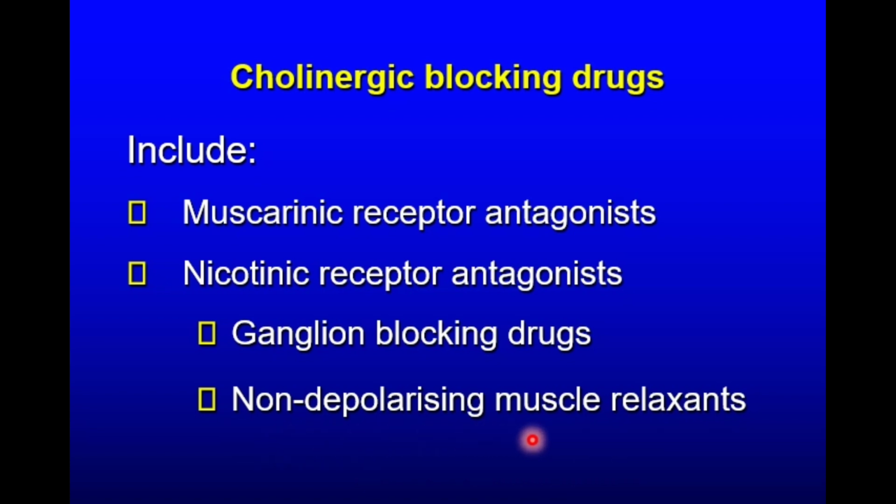These drugs which block nicotinic receptors on the neuromuscular junction are also known as non-depolarizing muscle relaxants. I would like to remind you that antagonists will attach to the receptor and prevent agonist access to that receptor. That agonist is acetylcholine, which is released from the nerve terminal.